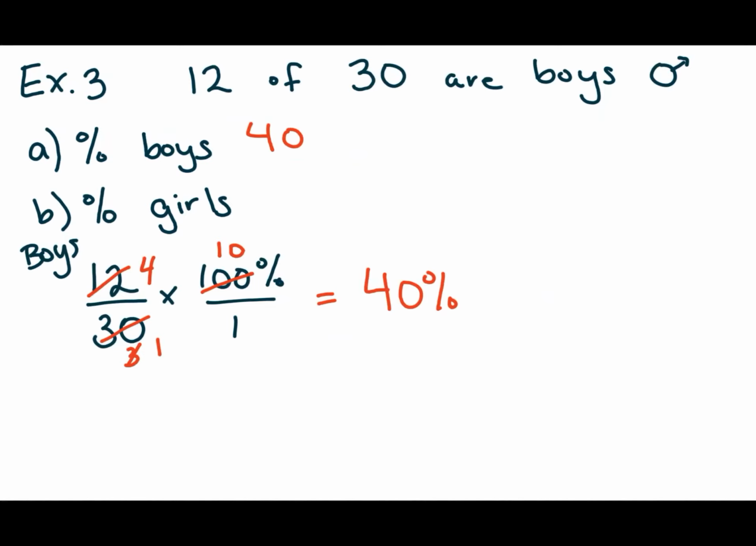Or you could see that this plus the percentage of girls, okay, must be 100%. Okay, you have to have 100% of people in the class total. So that would be an easier way to do this, okay? If there's 40% boys, there's got to be 60% girls, because added together, this would be 100% of the class.